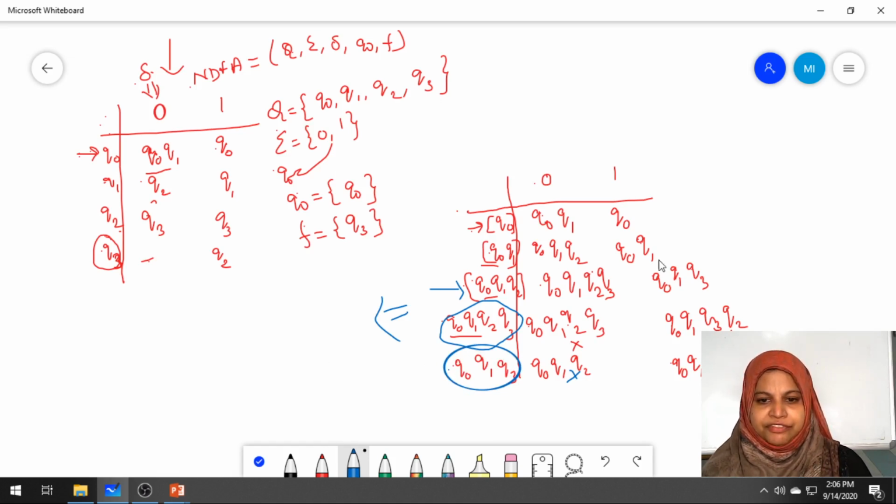In the given example, while converting this NDFA to DFA, in the NDFA we have q3 as the final state. In the equivalent DFA, wherever the final state is present in a particular state, that state becomes the final state. In the DFA, how many states are there here? q0, q0 q1, q0 q1 q2, q0 q1 q2 q3, q0 q1 q3. 5 states are there. So, here I will draw it.